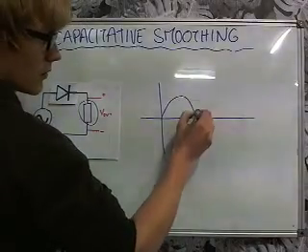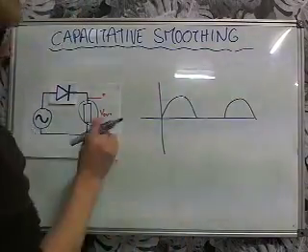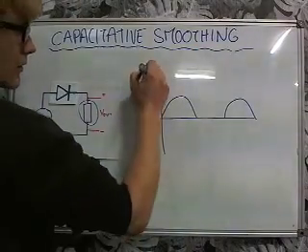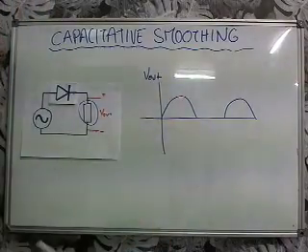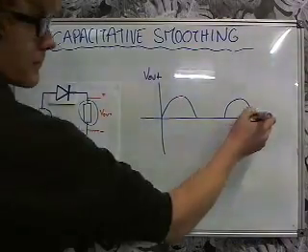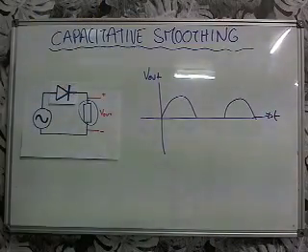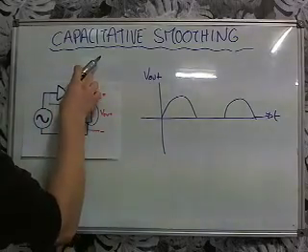Remember, it selects only the positive parts of the input sinusoid to appear at the output. Okay, so this is V out, and we want to smooth that off to a DC constant value. That's time there. Okay, and how we do that is we actually introduce a capacitor into the circuit here.